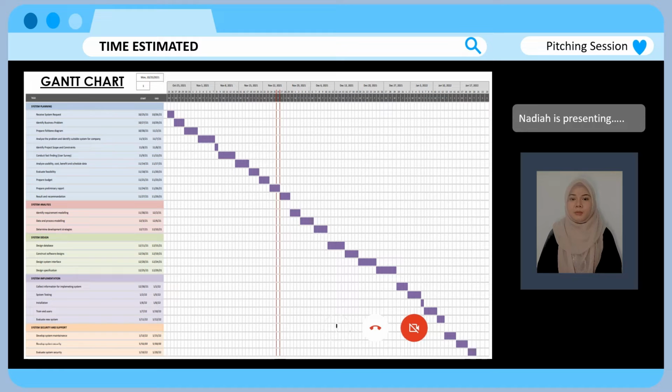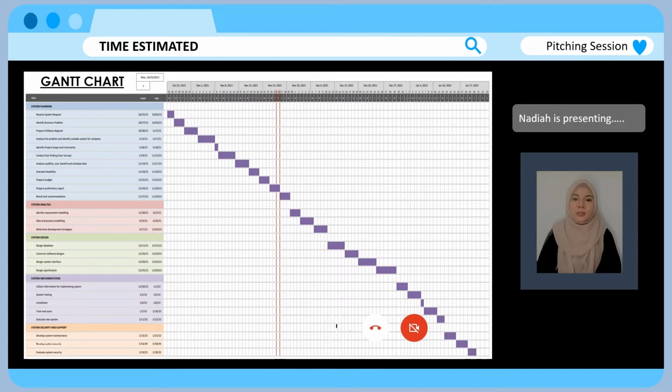For the system implementation phase, first we will collect the information for implementing the system at the company. Next, we will be testing the system. Then we will install it in the company. And next, we need to train the end user, and then we will evaluate the new system. For the system security and support, we will develop the system maintenance, and next we will develop the system security, and lastly we will evaluate the system security.